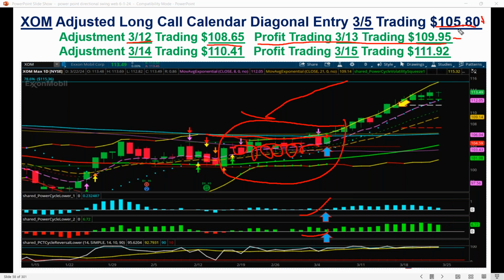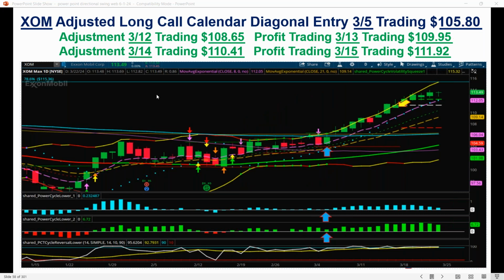So we got in right there. And then we did another adjustment on the 14th. It was trading at 110.41. So we did another for trend up. And then we took profit again on the 15th. All right, so this was a beautiful trend trade coming out of that volatility squeeze pattern. And this was a cycle low reversal as well.